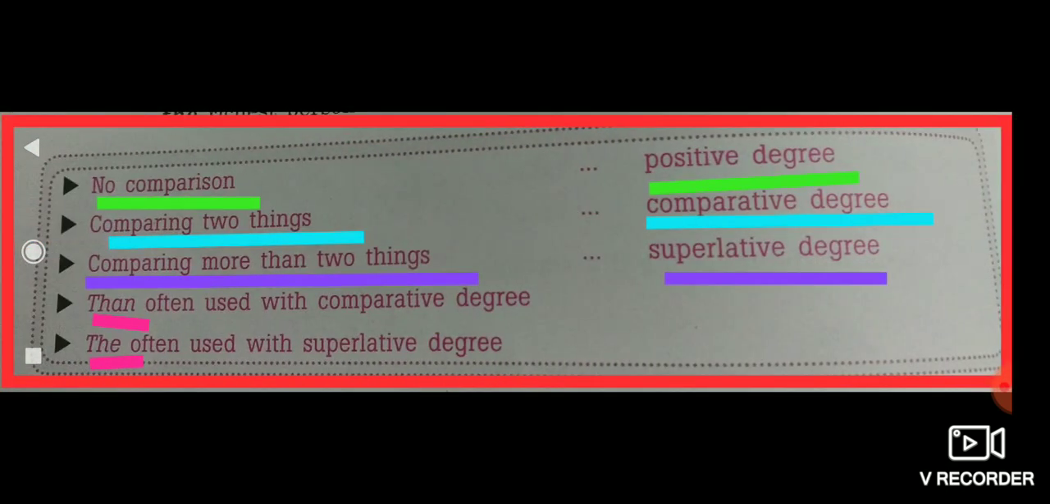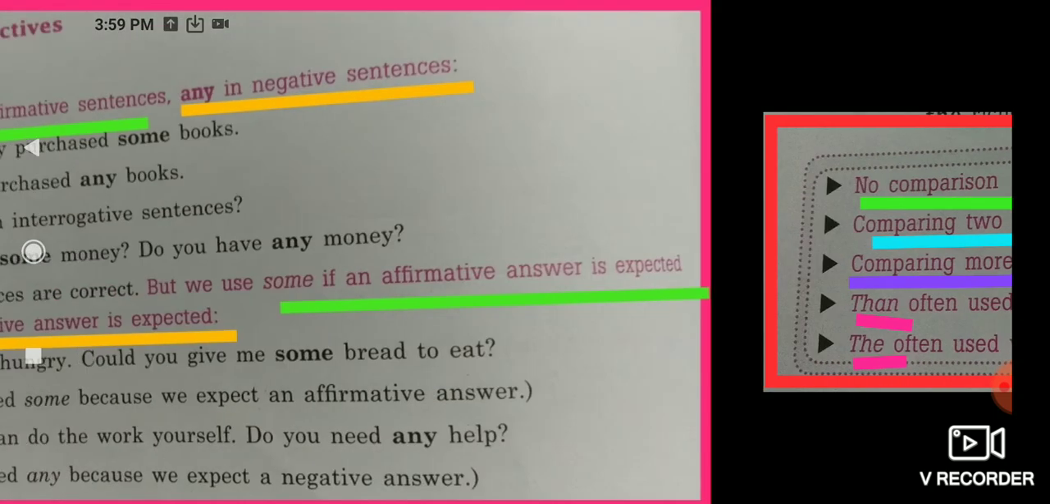So in short we can say, when no comparison is made, positive degree; while comparing two things with each other, comparative degree; comparing more than two things, superlative degree. Then is often used with comparative degree and the is often used with superlative degree.